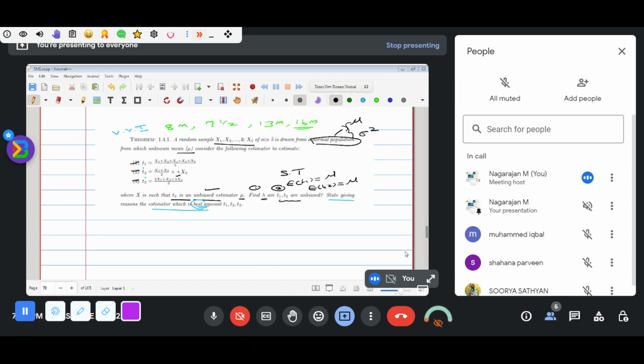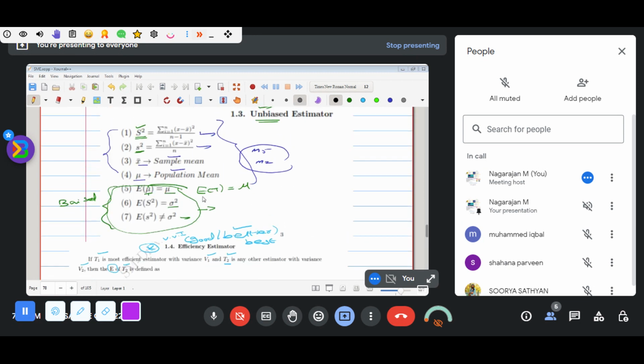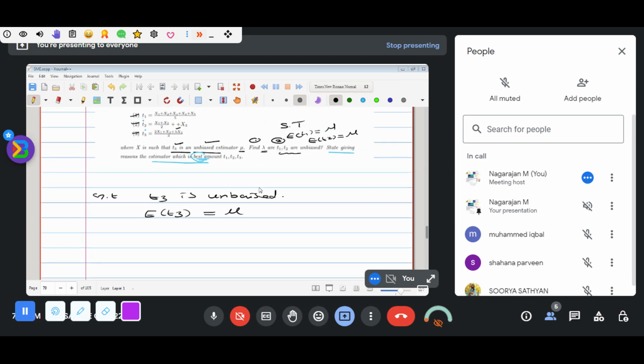So first one, please go through this very important theorem. It's a repeated theorem, therefore I am explaining this one. So what is the first one? Given that T3 is an unbiased estimator. Therefore, we know the definition of unbiased estimator: E of T equal to mu. Therefore, here T3 is unbiased, therefore E of T3 equal to mu.